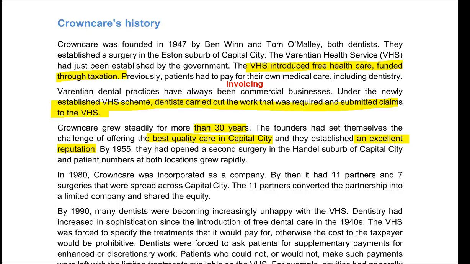Importantly, given that we're growing over 30 years as well, linked into our mission statement, best quality care, typically customers are desiring quality perhaps over price. Now, I can't say that with any certainty, of course. We've had no pricing given to us at this point, but perhaps in dentistry specifically, customers want to get the best quality rather than the best deal. So we have to put that as a sort of speculative point here. But yes, it does appear that Crowncare wants to be the highest quality provider in Capital City.